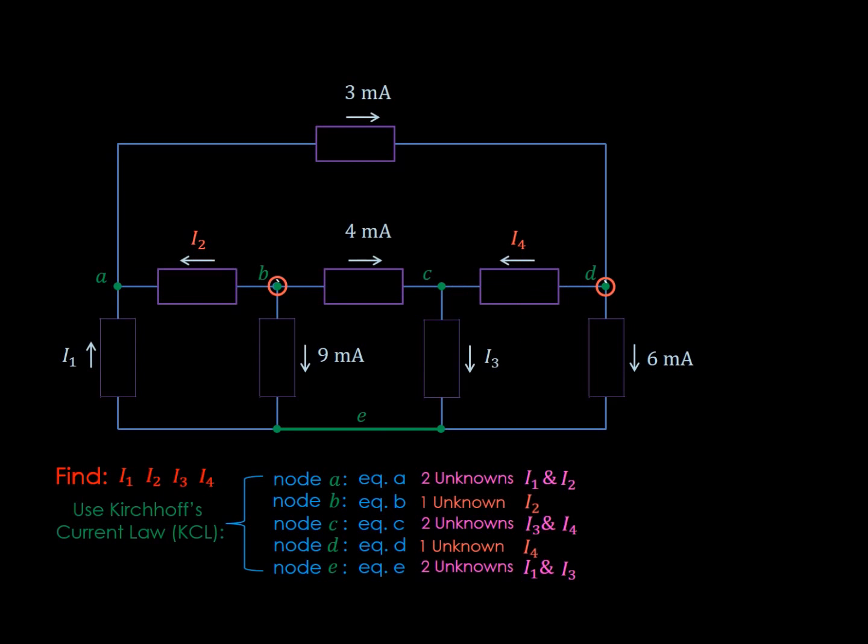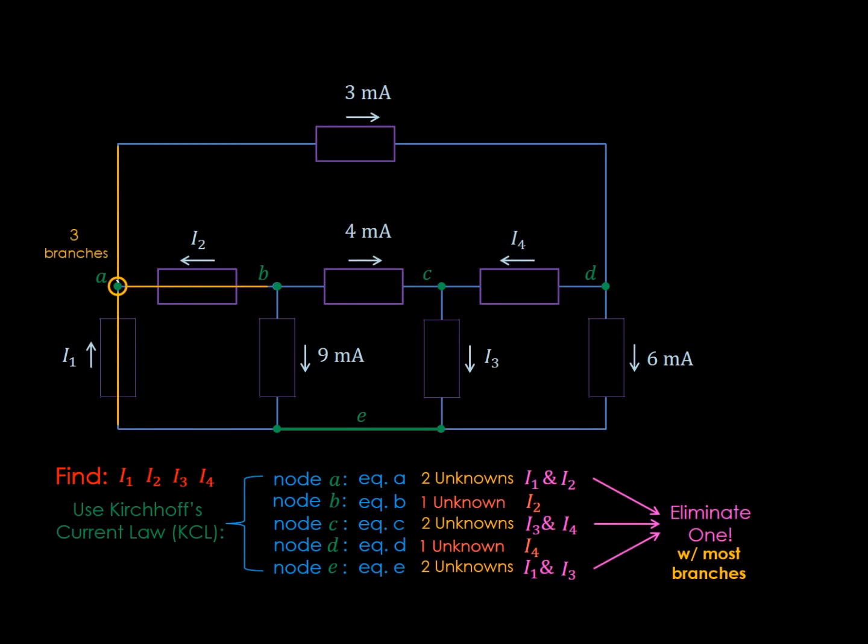And since these 2 nodes have the least number of variables, being 1, that means we clearly want to include them. So we then decide to eliminate any one of the remaining 3. Now, since these remaining 3 nodes all have 2 current unknowns, we then look for the one with the most branches and eliminate it. Here, node A has 3 branches, and so does node C, while the different one is node E, which has 4 branches, so we go ahead and eliminate node E.